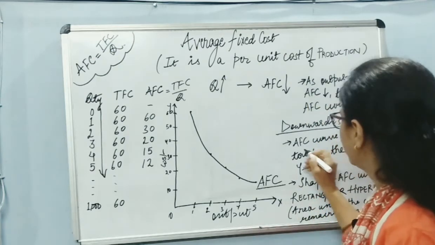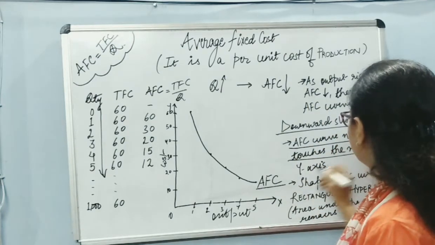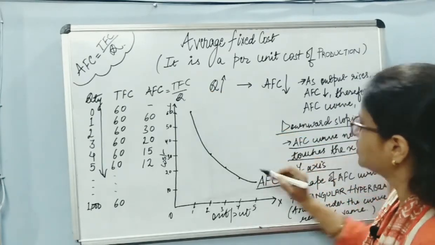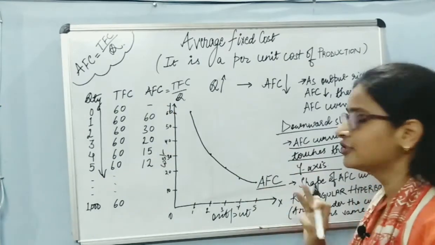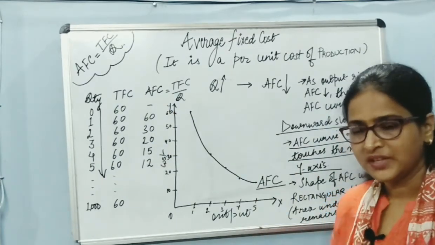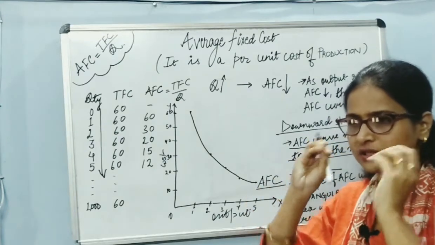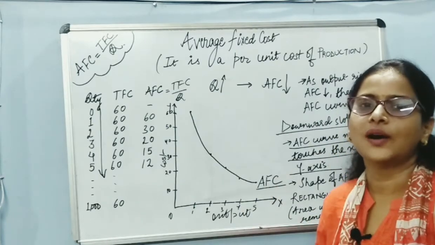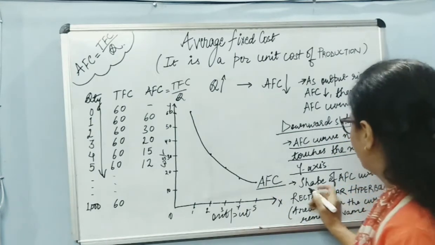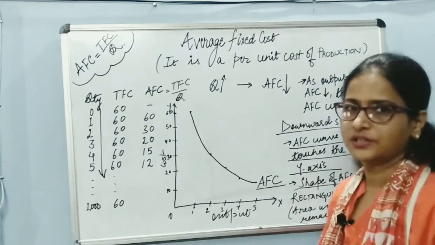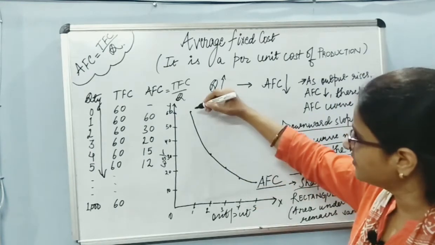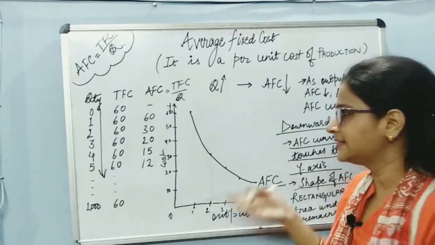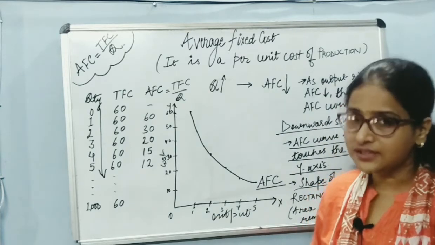Alright. Second, the AFC curve never touches the x-axis and y-axis. AFC curve will never touch the y-axis as well as the x-axis. You need to keep this in your mind, learn this by heart, that this curve never touches the x-axis as well as the y-axis. Now, the shape of the AFC curve is a very important thing. The shape of the AFC curve is a rectangular hyperbola. Now the question is, why is this a rectangular hyperbola? What is the reason behind this?